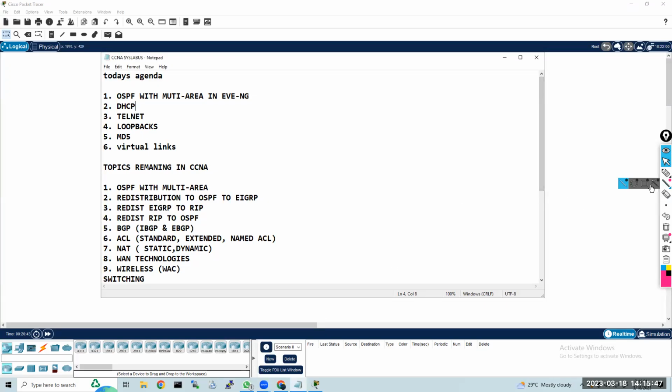Okay, the main objective today, what I'm going to discuss, is today's agenda. The first topic we are going to discuss today: we will do more labs, guys. The first lab will start from static routing.